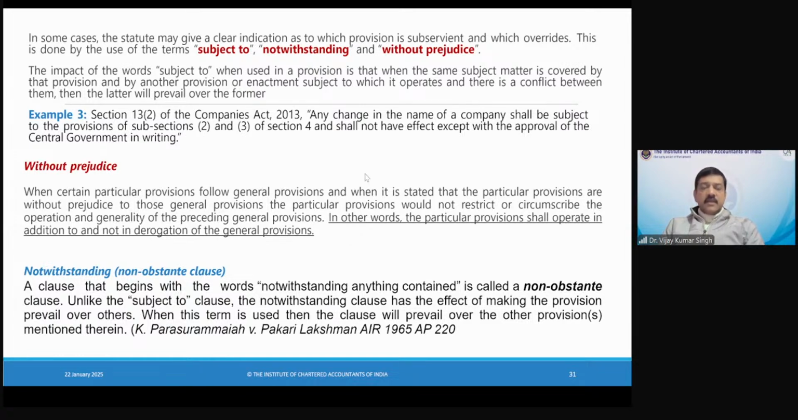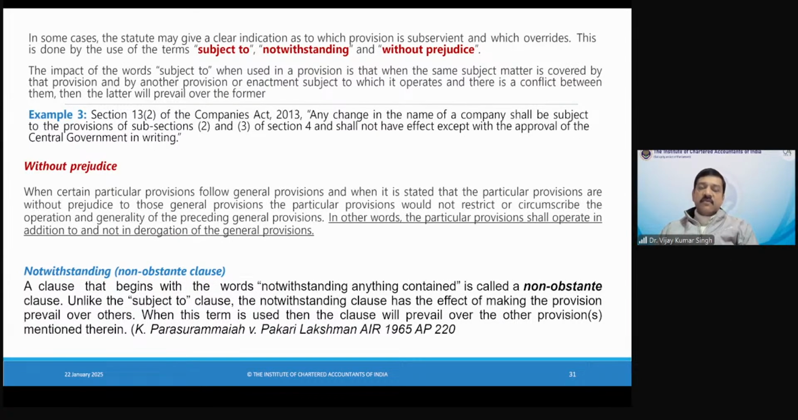Okay, now let me take you to these points. When you are talking about harmonious construction and construction, there are some cases where you will find in a statute some clear indications about interpretation. How do you interpret them, right? For example, they use the words subject to, notwithstanding, without prejudice, and they have certain meaning and objective. So let us begin with subject to.